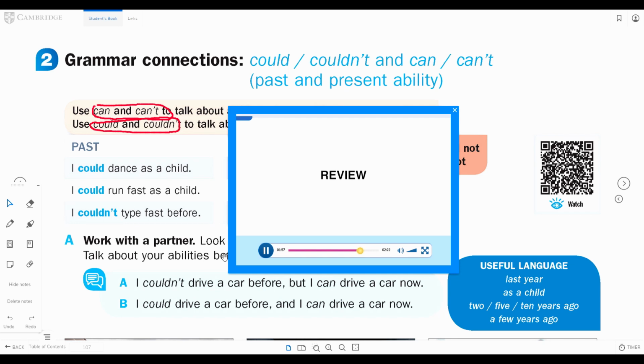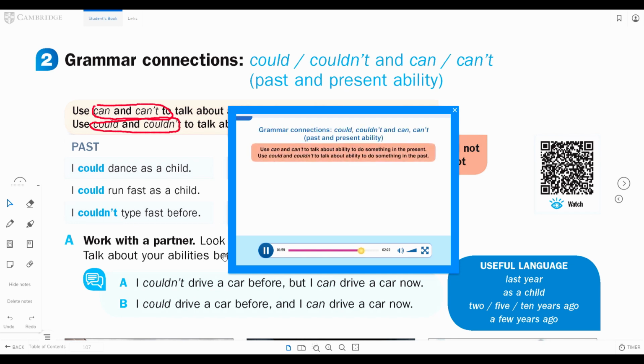Let's review. Past. I could dance as a child. I could run fast as a child. I couldn't type fast before. Present. I can dance now. I can't run fast now. I can't type fast now.